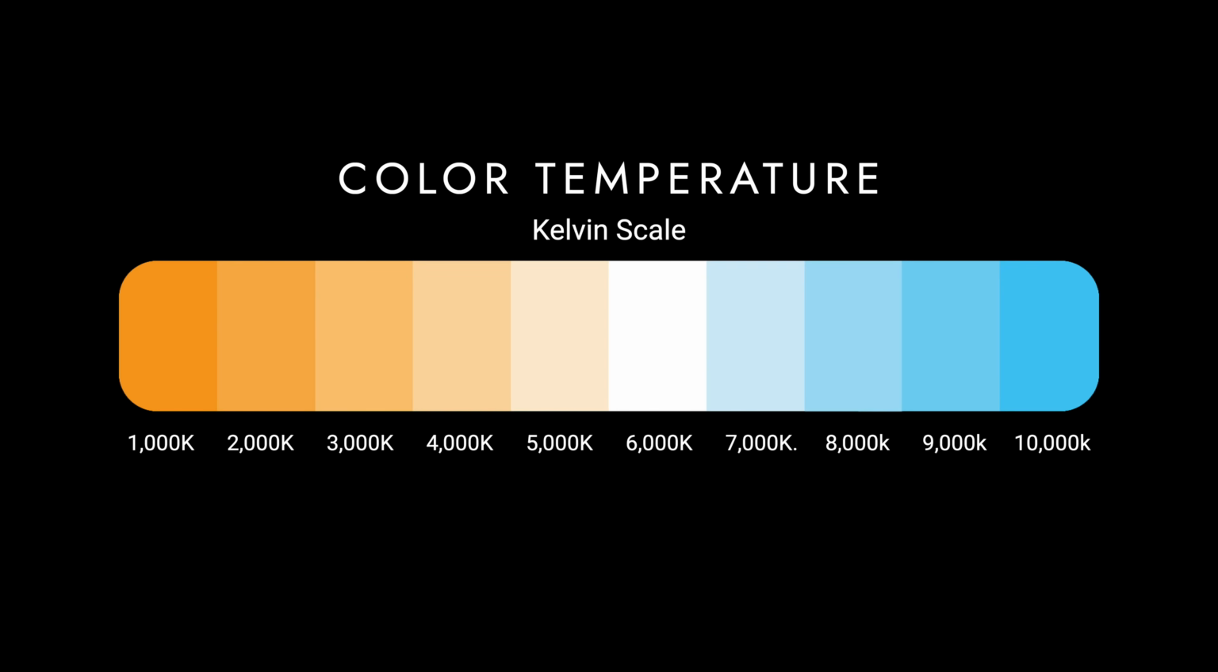Let's start with the basics, color temperature. Every light source has a color, and that color is measured on the Kelvin scale. At the warm end of the spectrum, you've got candlelight and tungsten bulbs, down around 1000 to 3000 Kelvin. At the cool end, you've got open shade and overcast skies, closer to 7000 or 10,000 Kelvin. Daylight usually lands somewhere in the middle, around 5200 or 5500, depending on who you ask.